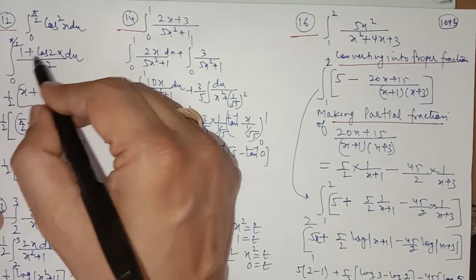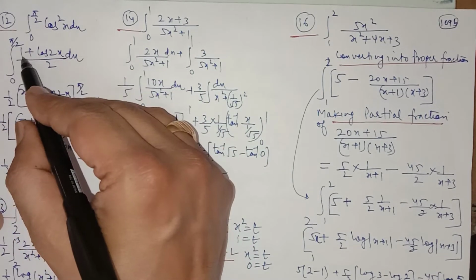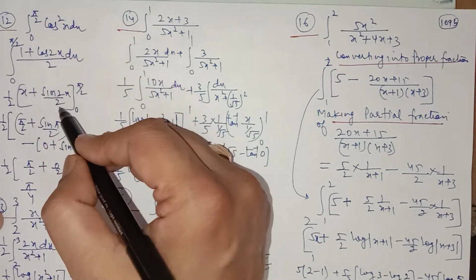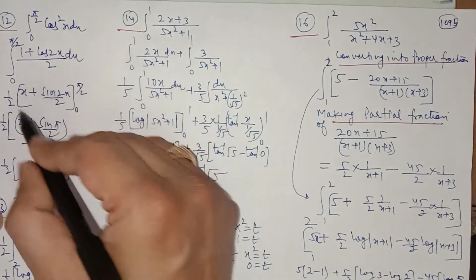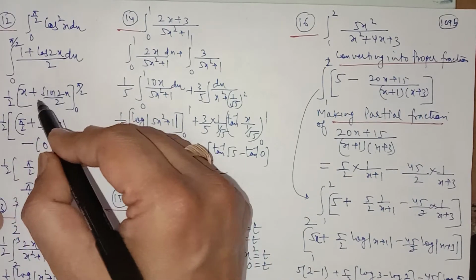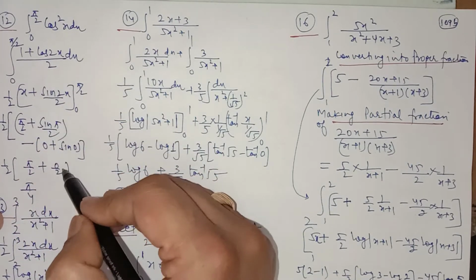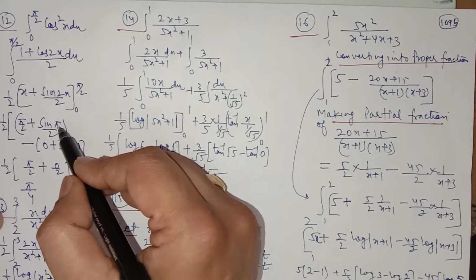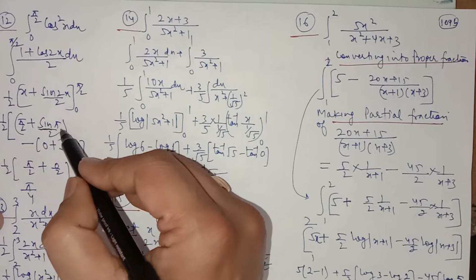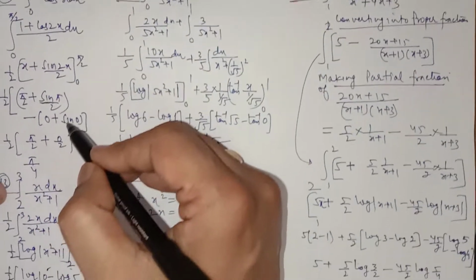Integration of this will be half outside the integral. Integration of 1 is x, and integration of cos 2x is sin 2x divided by 2. So use the upper limit. First of all, replace x by pi by 2 minus lower limit 0 plus sin 0. Sin 0 is 0, and sin 180 is, it is sin pi upon 2, not sin pi by 2. So sin 180 is 0.